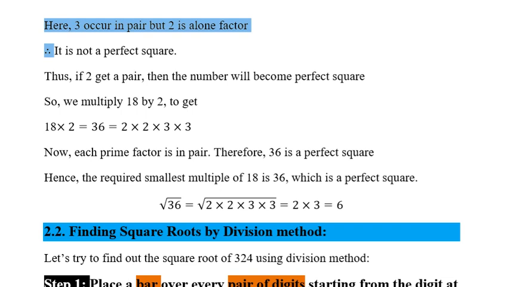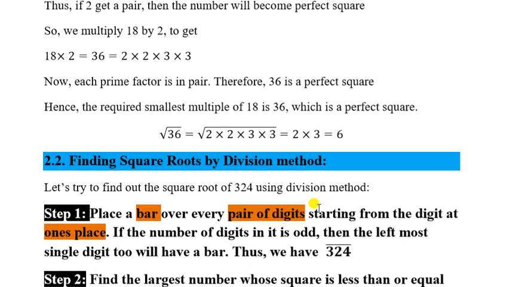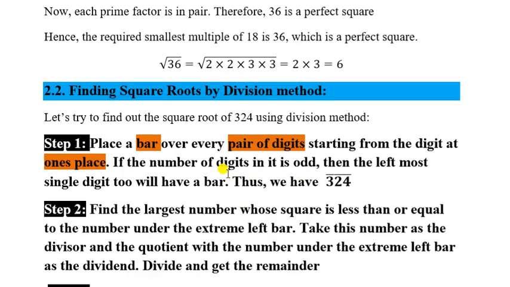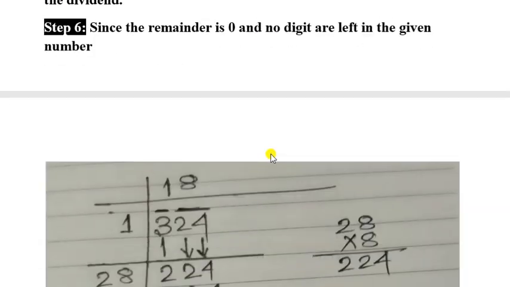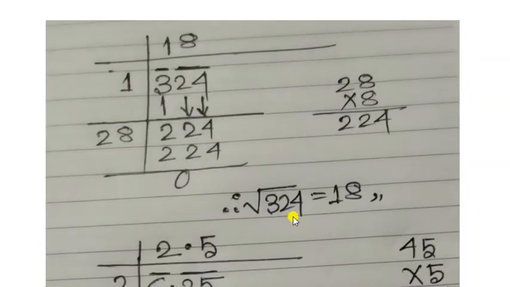Okay, now we are going to discuss the division method, how to find the square root by the division method. Before explaining all the steps, I would like to explain with an example, then it will be easy to understand. So let's see here. By the division method, now we are going to find the square root of 324.